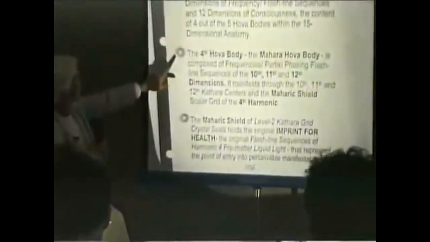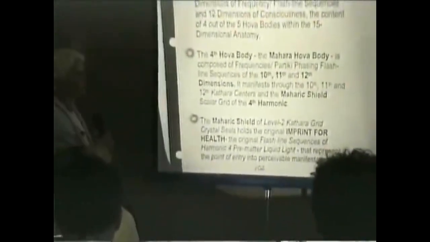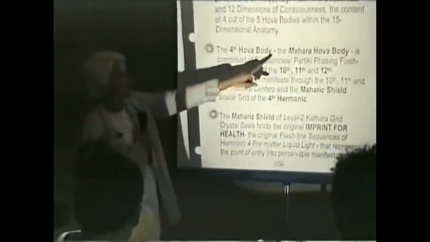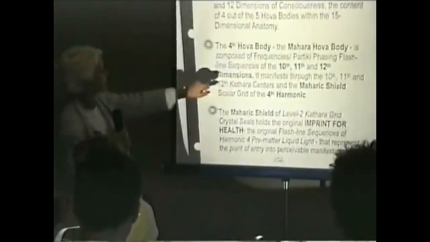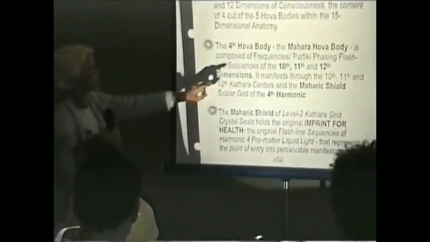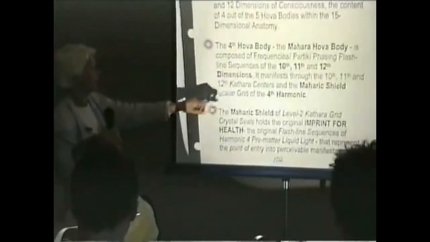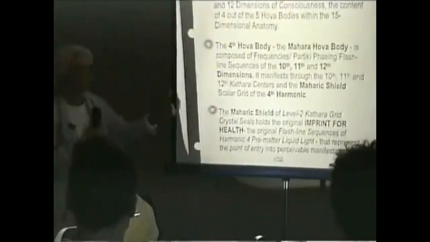All right, now I'm going to go back on to the board, as they say. All right, fourth Huva body. Okay, the fourth Huva body. Now remember, the Huva bodies are the spheres of energy that are around us and around the planet and around the galaxy and around the universe. The fourth Huva body is called the Mahara Huva body. It's composed of frequencies and Partakai phasing flashline sequences of the 10th, 11th, and 12th dimensions. It manifests through the D10, 11, and 12 Cathara centers and the Maharic shield scalar grid of the fourth harmonic.